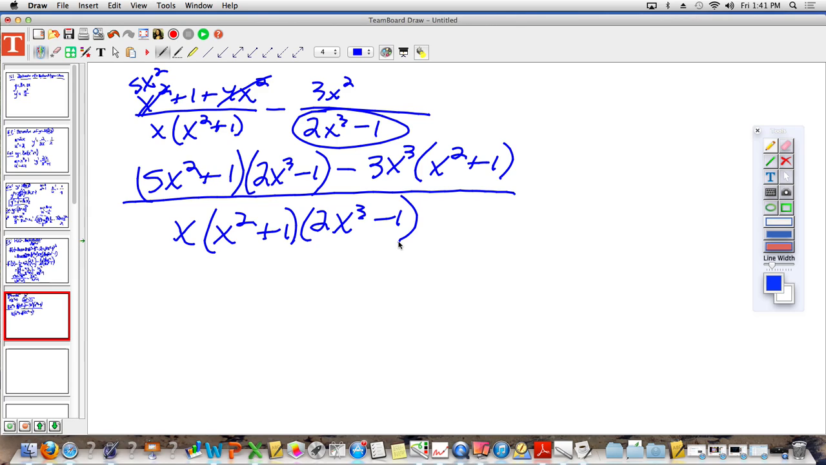Yeah? So the x times x squared plus 1, could you distribute the x in? Yeah, you could. And we're actually going to do it now in the numerator. Right here, we're going to distribute in. These two things have to be FOILed. Gosh, this is fun.